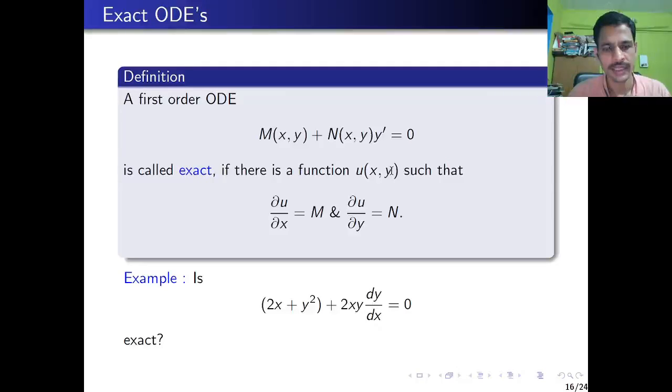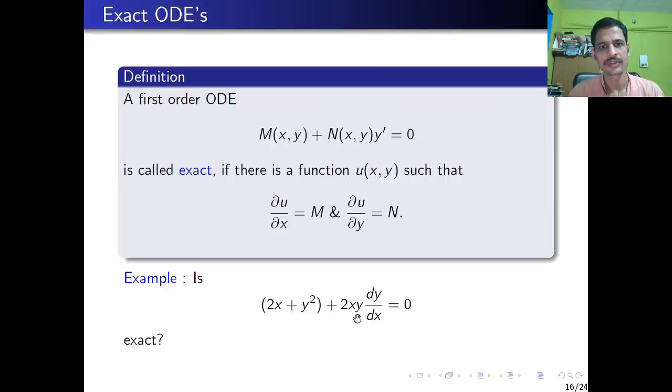Here is an example, or rather you can check whether this is an example. The example that is given here is (2x plus y square) plus 2xy dy by dx is equal to 0. Here your M(x,y) is 2x plus y square and your N(x,y) is 2xy. So the question is whether the given ODE is exact or not.